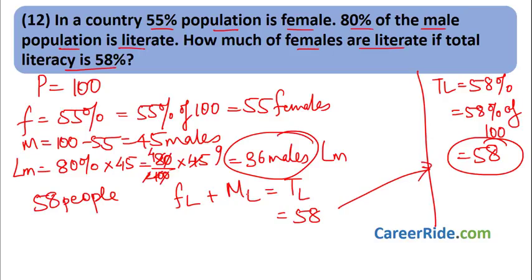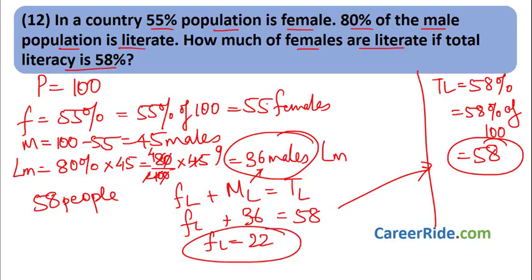We know the male literate population of the country is 36. So what is the female literate population of the country? It is 58 minus 36, 22. So 22 females out of 55 females are literate. Now what we have to find is how much of females are literate. Okay, in percentage we have to find out.